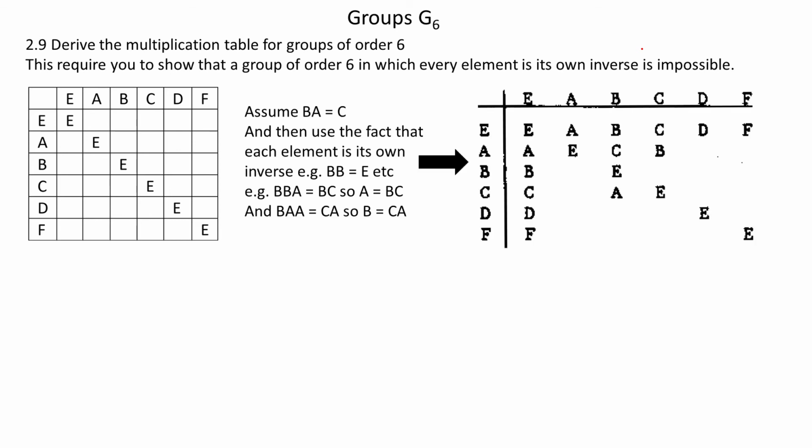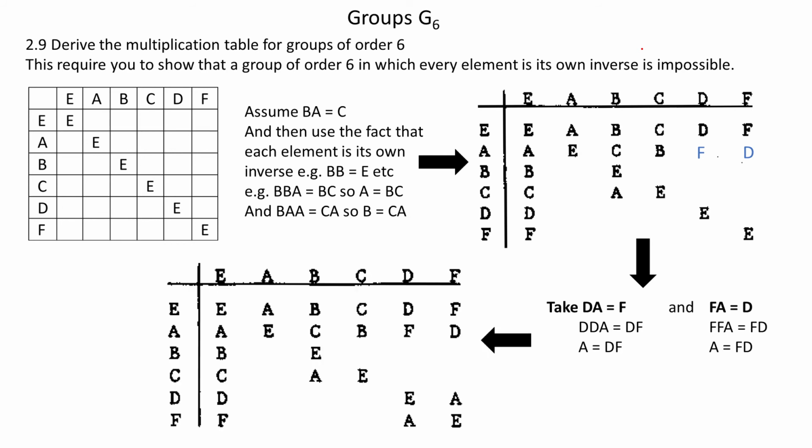Then we can multiply it by B from the left and by A from the right, and that gets us 2 other relationships. Now let's look at these 2 entries. We can have here D or F, and of course we cannot have DA equals D because that would imply that A is the identity element. So let's take DA equal F, and that allows us to get A equals DF and A equals FD.